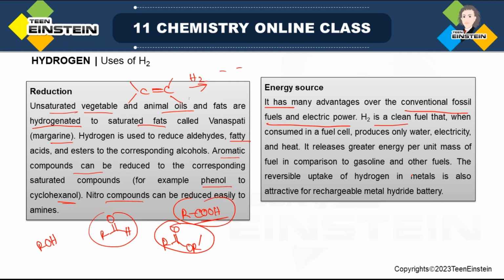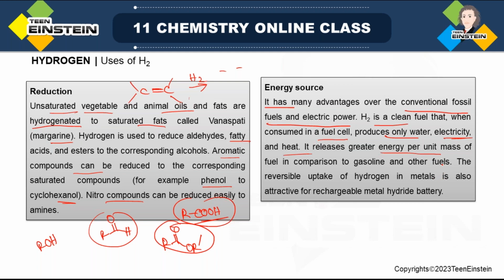Now why are we calling it a clean fuel? Because in this case the byproduct is only water, which is benign for nature. So when H2 is used as a clean fuel and consumed in a fuel cell, it produces only water, and it produces heat and electricity. But that is not very harmful for nature. Okay, so that is why, compared to the conventional sources, it is better. It releases greater energy per unit mass of the fuel also.